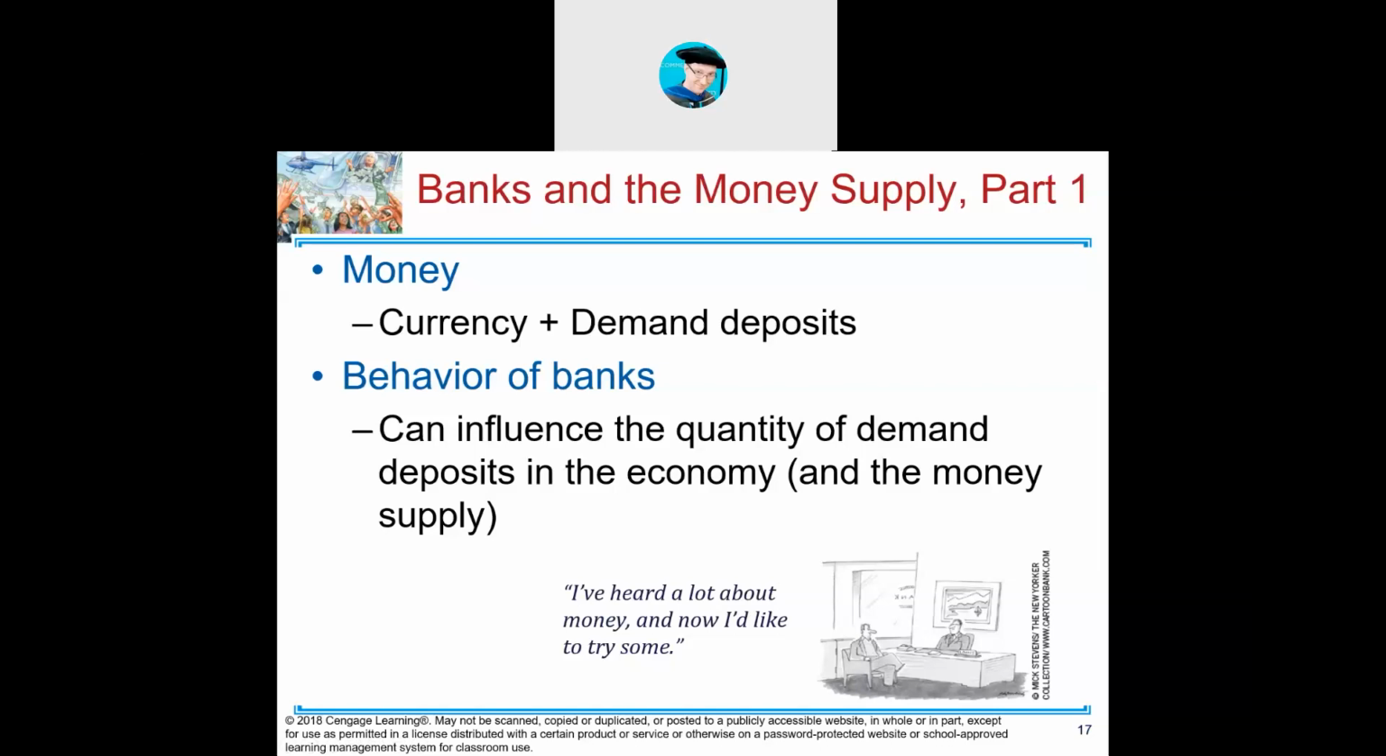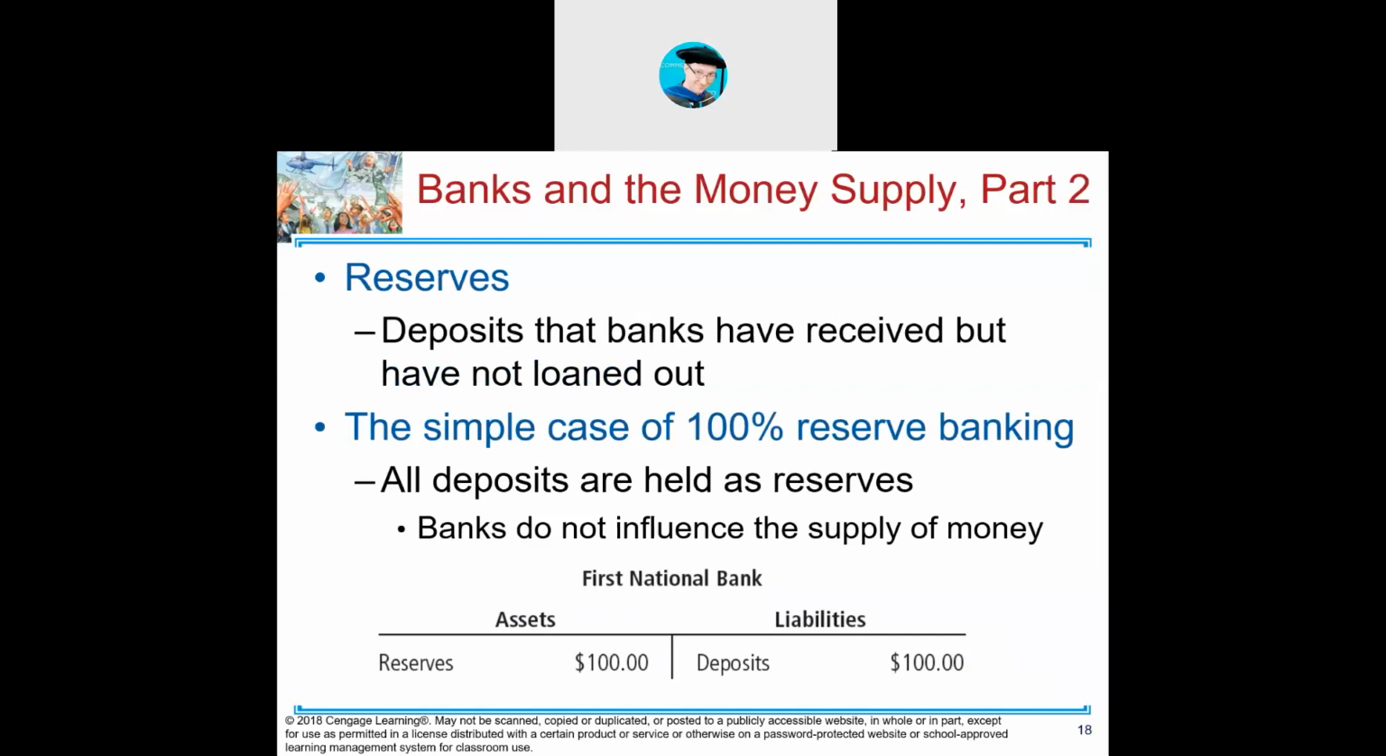Banks can also influence the quantity of demand deposits in the economy based on the interest rates available for those deposits. Higher the interest rate, more deposits are encouraged, right? I might deposit more money in the bank if they said, hey, we'll give you a higher interest rate if you put more money in the bank. I would do that, right? So it's a behavior by the banks that influence people to do things like make deposits.